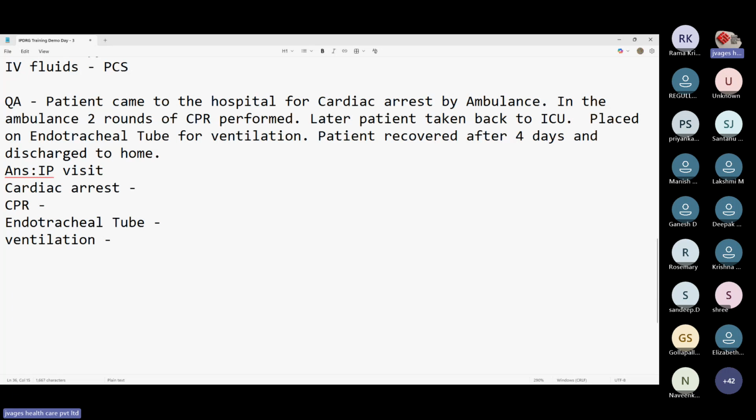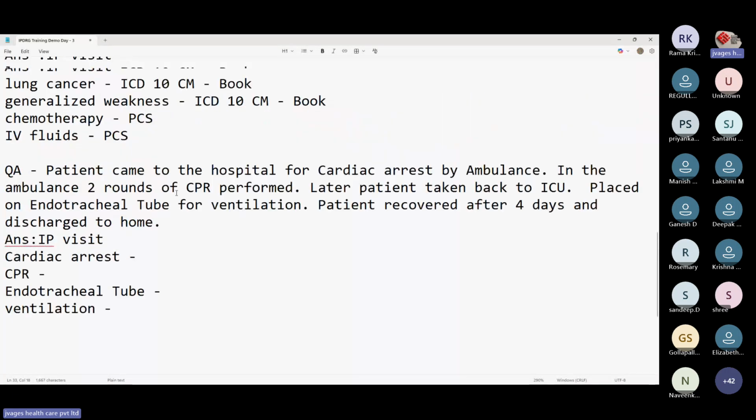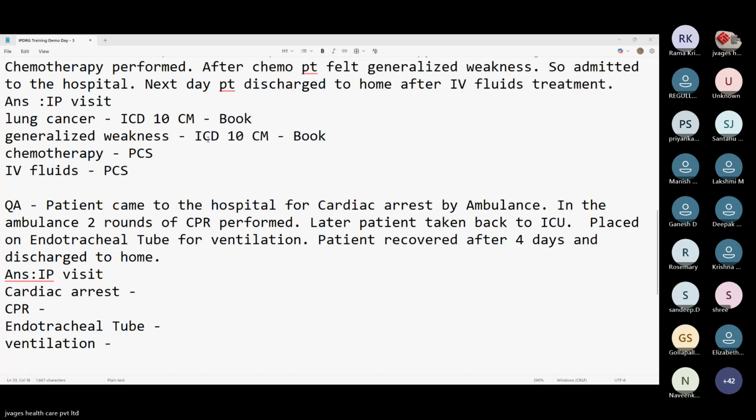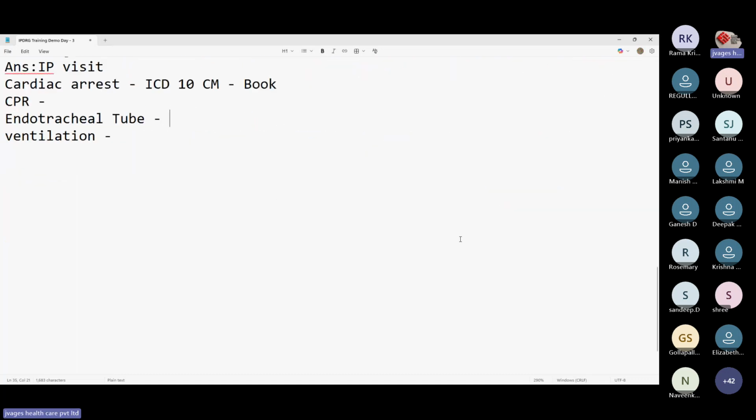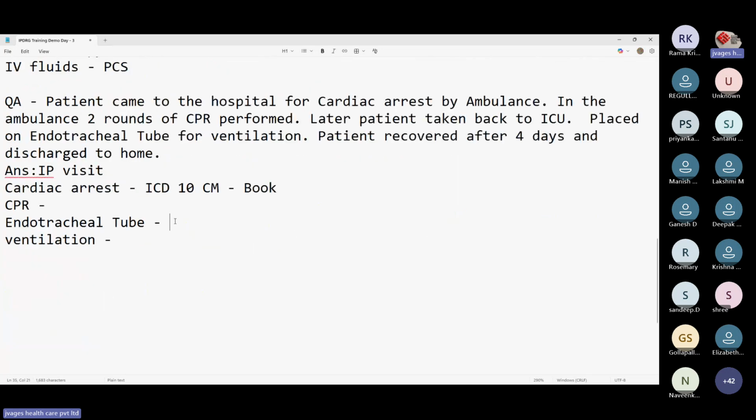Okay, so now, for cardiac arrest, which code set do I need to use? ICD-10-CM. Okay. Before going to CPR, for endotracheal tube placement, which code set do I need to use? PCS. Super. So for the ventilator, PCS. For CPR also, PCS. Confirmed, everyone agreed? Yes, sir.